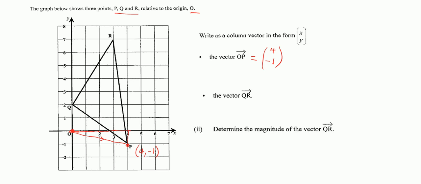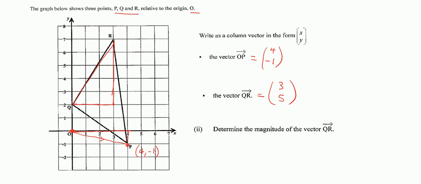What is QR? Where is QR? Right. So QR is represented by this line here. So from Q to R, we are going 1, 2, 3 across, so it'll be 3. And we're going up now, so we're going 1, 2, 3, 4, 5. So therefore it's 3, 5.